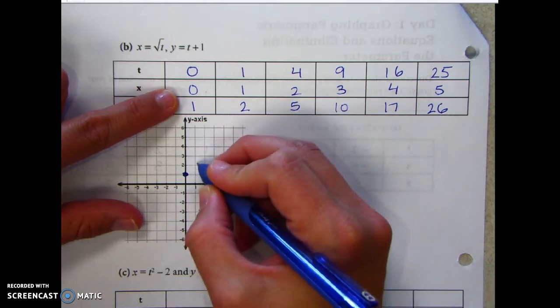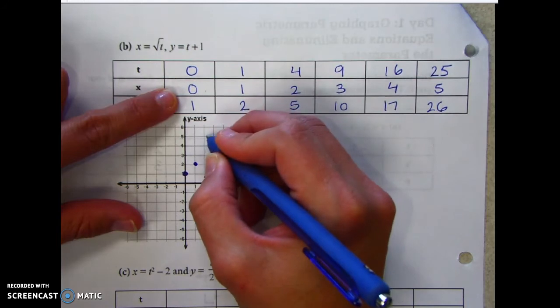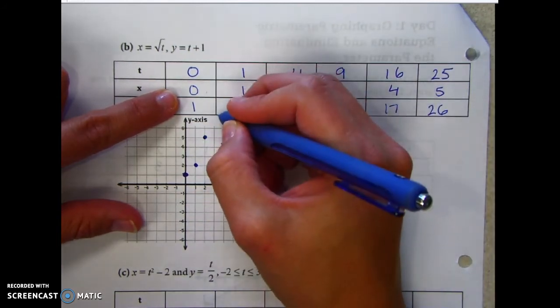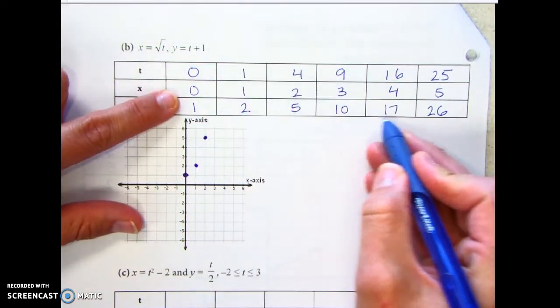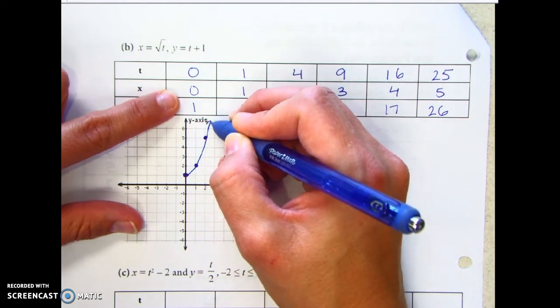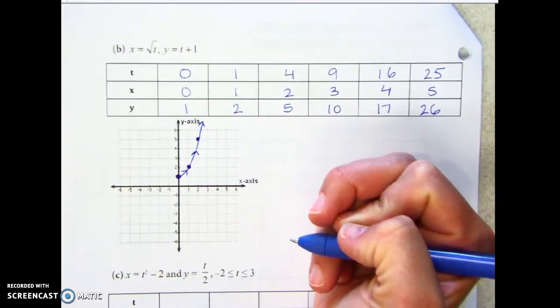And then we have 1, 2. Okay, and you have to follow the direction. 2, 5. What does that look like? 3, 10. Uh-oh, not enough room. And is it just going to get bigger and bigger? Yep, so it started here and it goes up in this direction. So you need to make little arrows to show what direction you went.